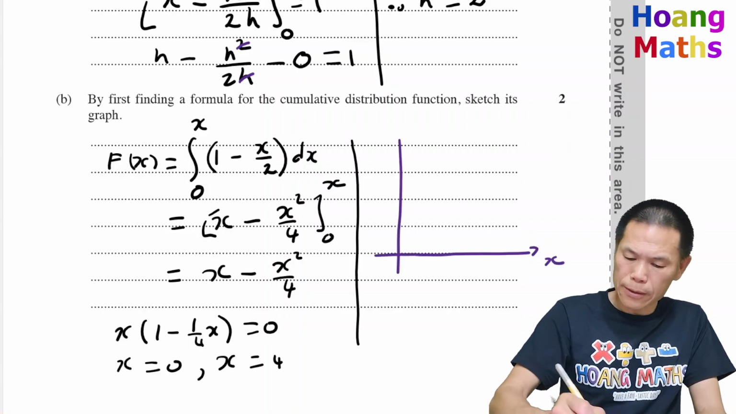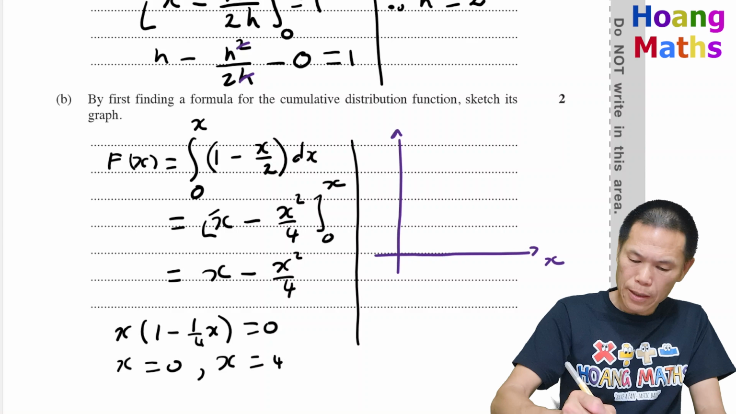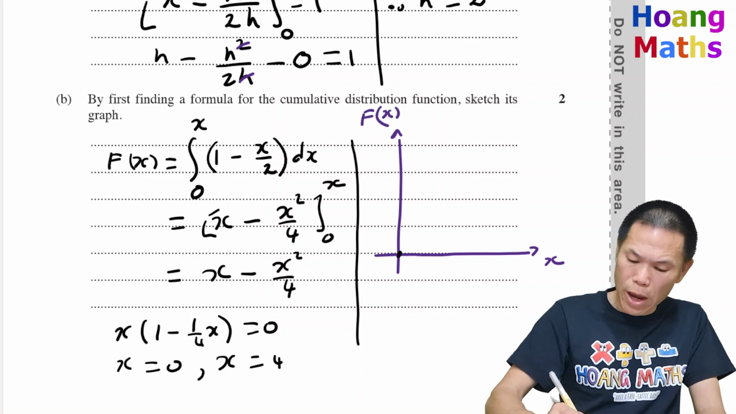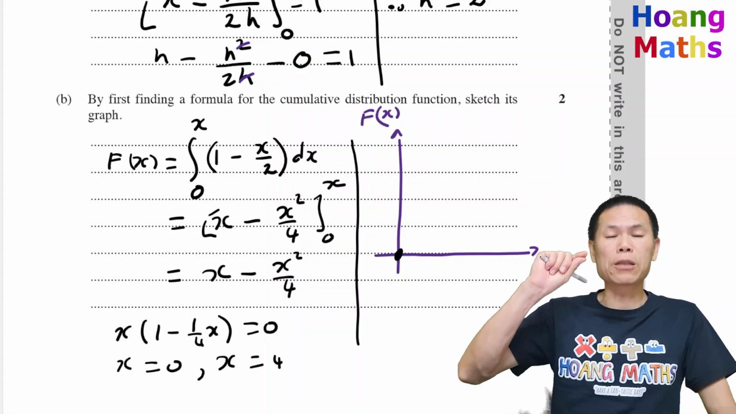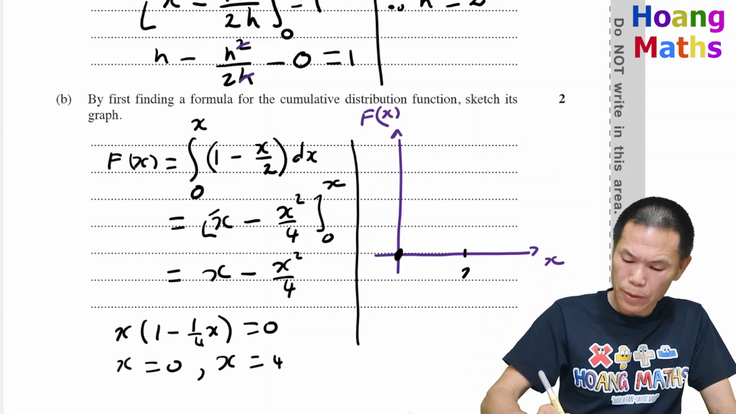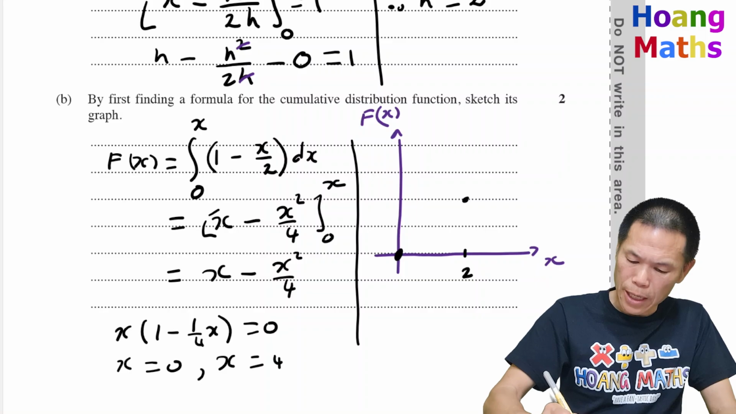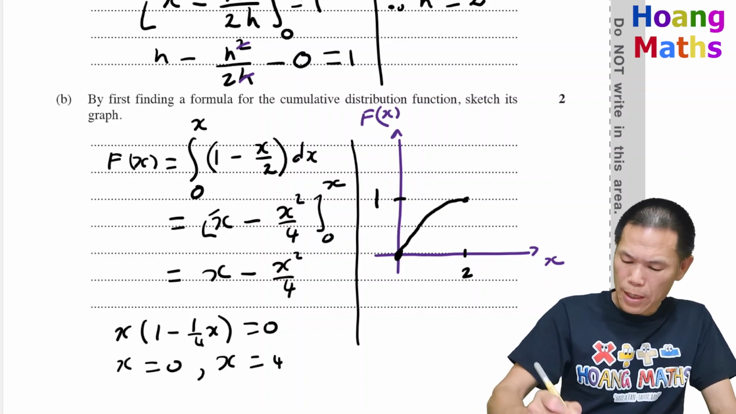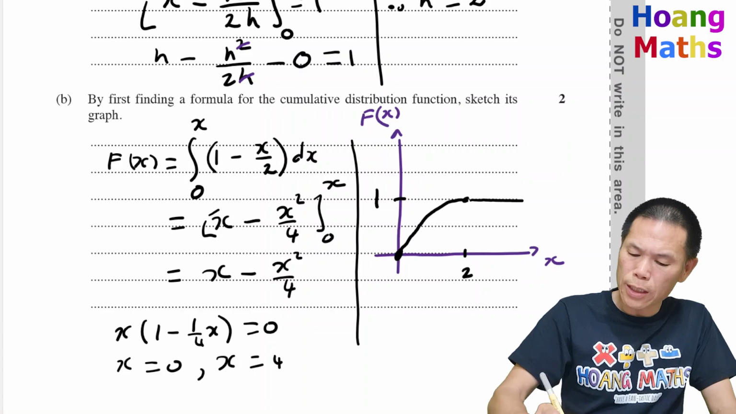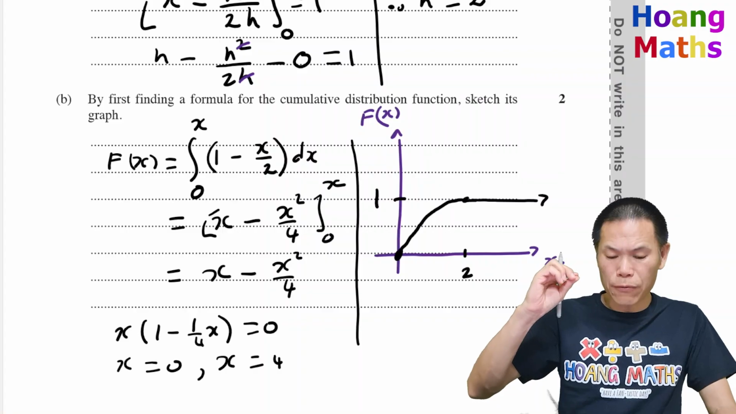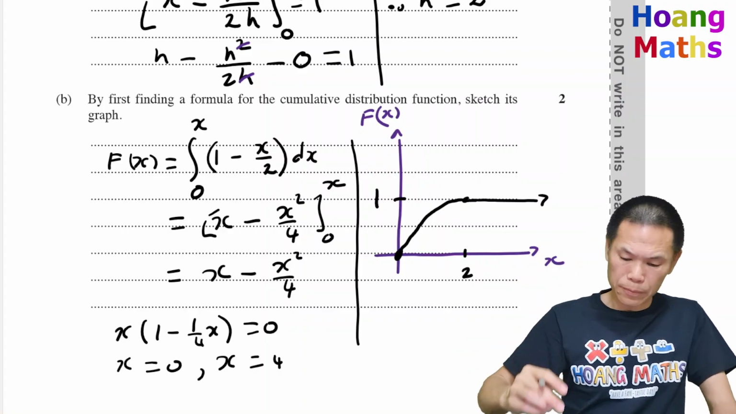So this is x, this is f of x, and the x-intercepts are 0 and 4. We know the maximum is at x equal to 2, so this is 2 here. Something like that. Okay, so that is 1. And from 2 onward, f of x is 1. So there you go, this is the cumulative distribution graph.